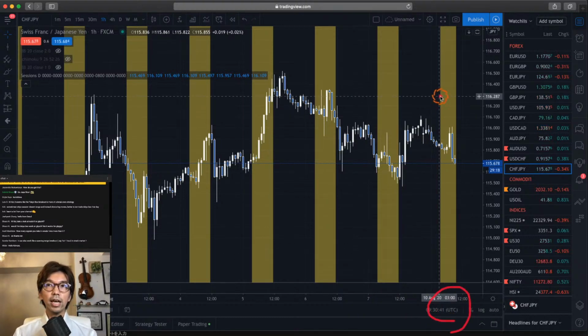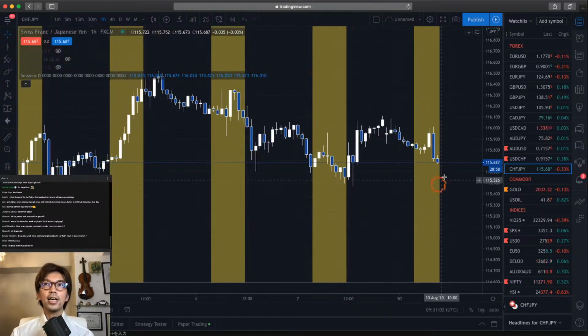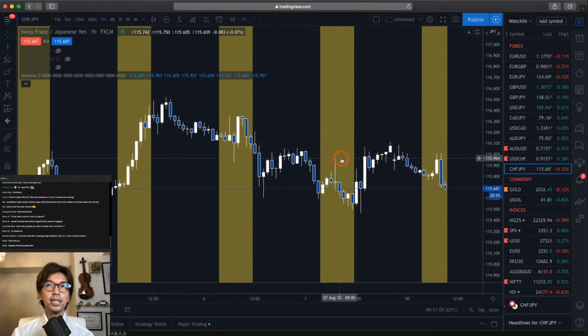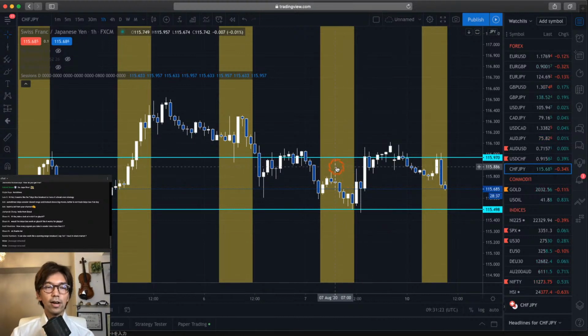So this is 0 AM, and this is 8. This is technically 8 AM in UTC time zone. So once you get this tool, then simply you capture the highest price and lowest price of this yellow box, the Tokyo box. So for example, on this one, you just plot the highest level as here and lowest level as here within the yellow box on this 7th of August, I mean on Friday.